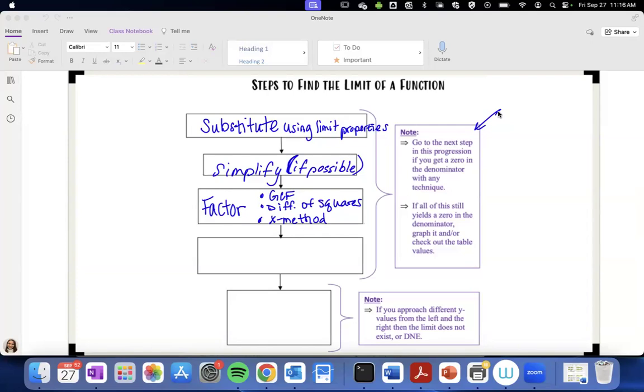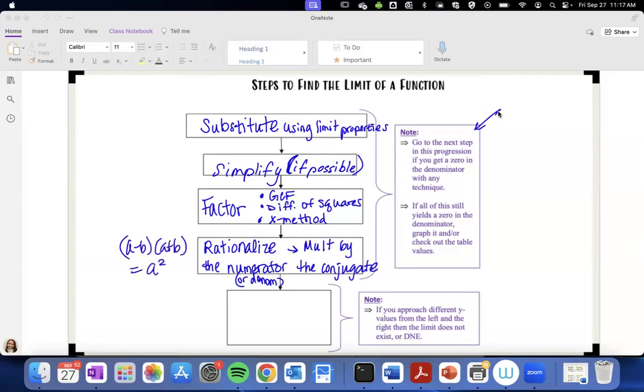If we can't do any factoring, there might be square roots in there, so we can rationalize the numerator, or denominator, if that's what's causing the 0, but it's normally the numerator. We do this by multiplying by the conjugate, or whatever makes it a difference of squares. A minus b times a plus b is going to equal a squared minus b squared.